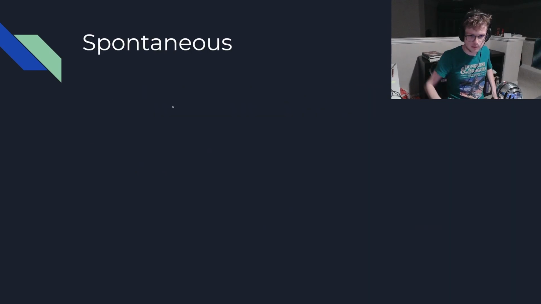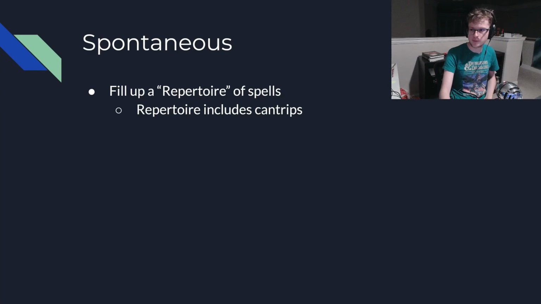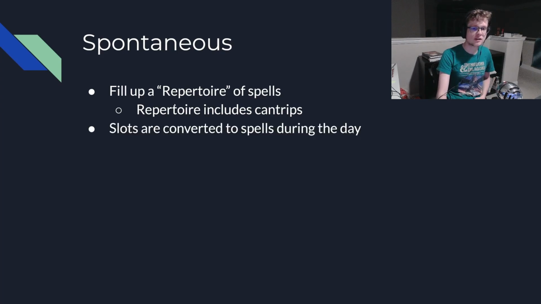Let's start talking about spontaneous spellcasting now. This is a major way that characters cast things from their spell list, and this is the way that bards do it, and they fill up a repertoire of spells that they can cast in a given day. The repertoire does include their cantrips, but again, the cantrips are listed separately from the number of spells you have learned, and for most casters, they get 5, and they just stay at 5 unless they take other feats to change that. Slots are converted to spells during the day.